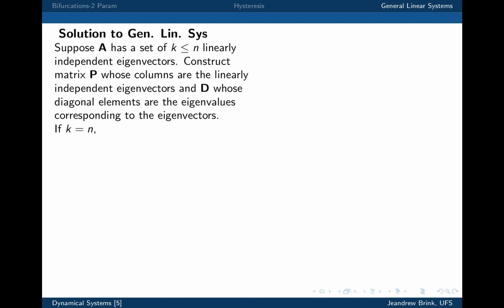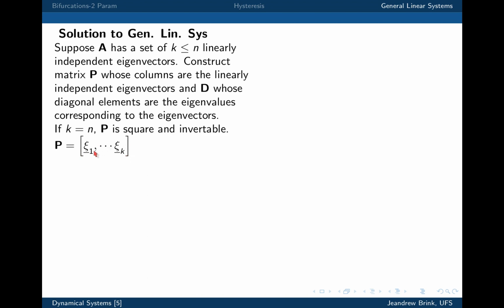Okay, and so now if K is equal to N, P is square and invertible. That's also a result you would have seen in linear algebra. You'll see heuristically, when we start using it, why it is so. Okay. And so here we have what P is.